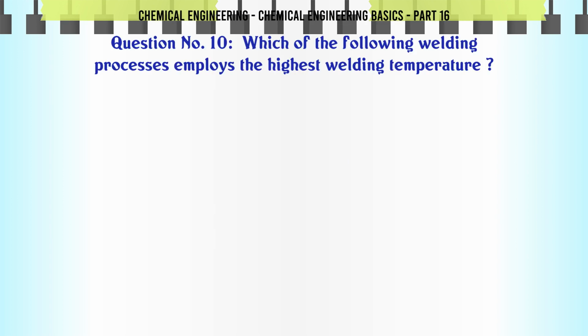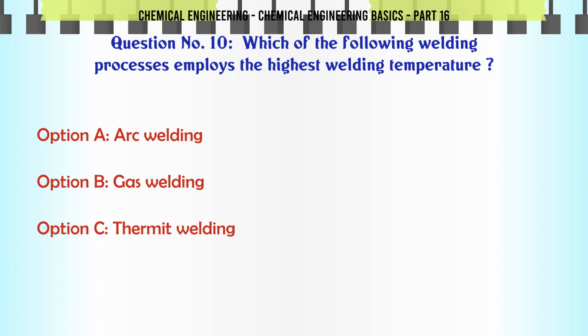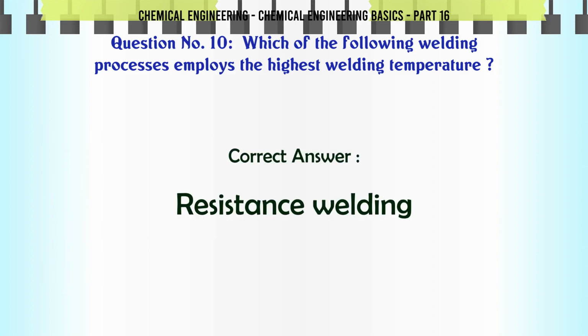Which of the following welding processes employs the highest welding temperature? A. Arc welding. B. Gas welding. C. Thermite welding. D. Resistance welding. The correct answer is resistance welding.